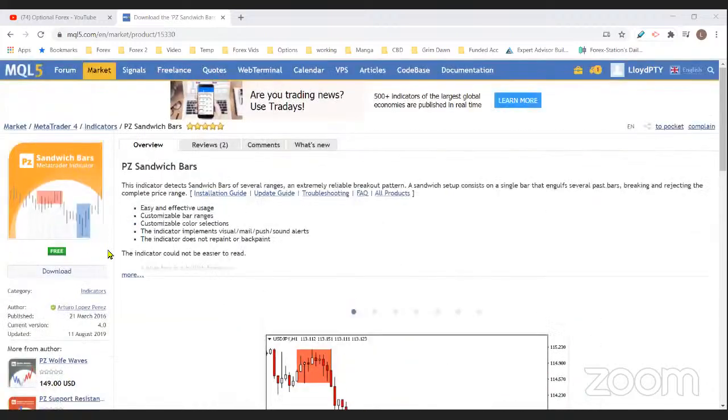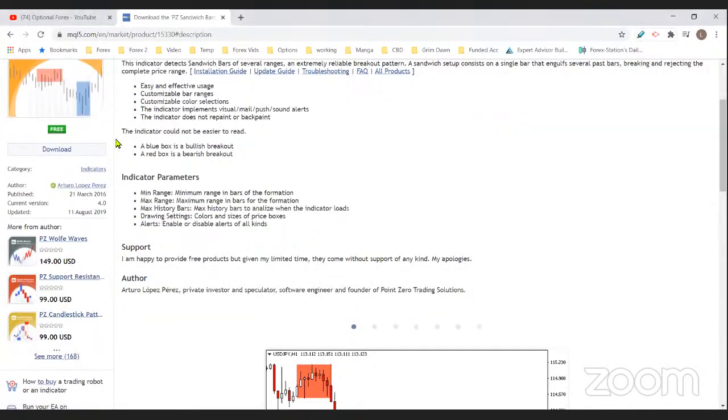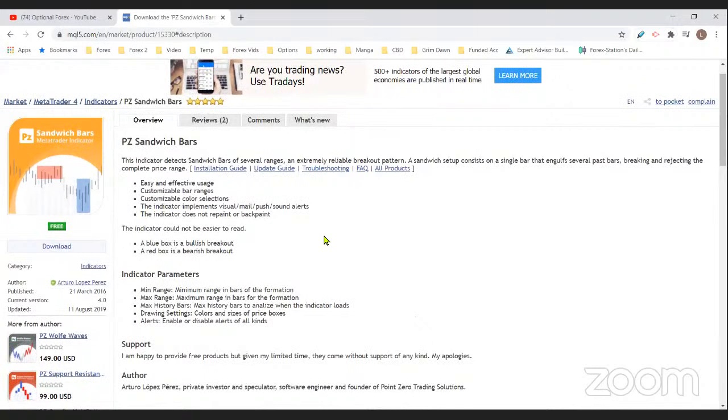Once you download it, you can customize it. This is a free indicator, by the way. You don't need to pay for it. To me, if you're discussing price action, then personally I would think that this is a very effective way of trading the market, provided you pair it with another analysis.